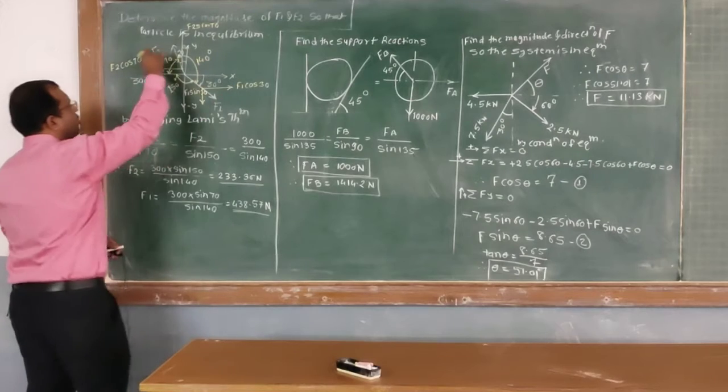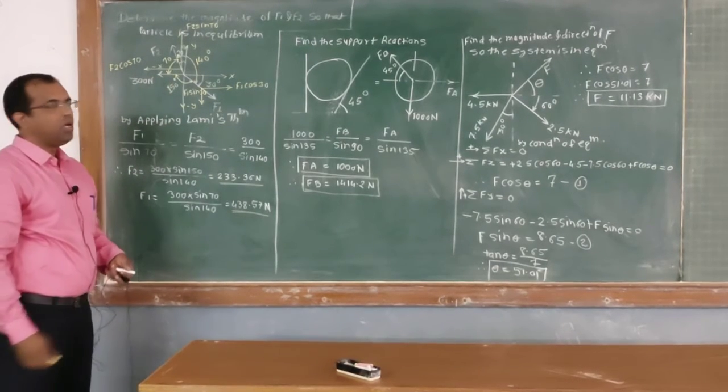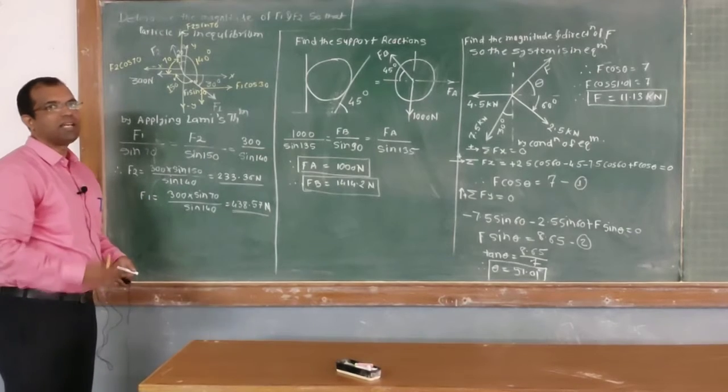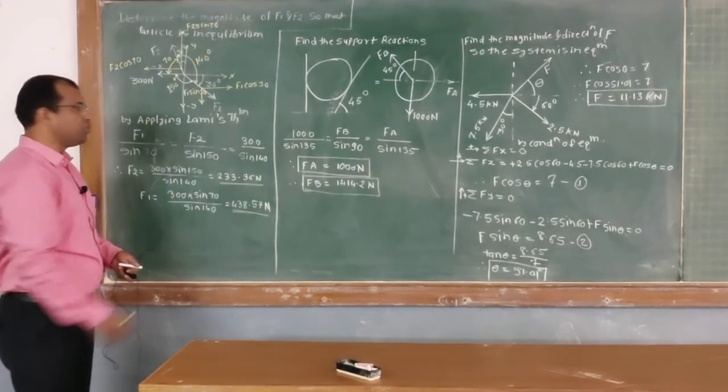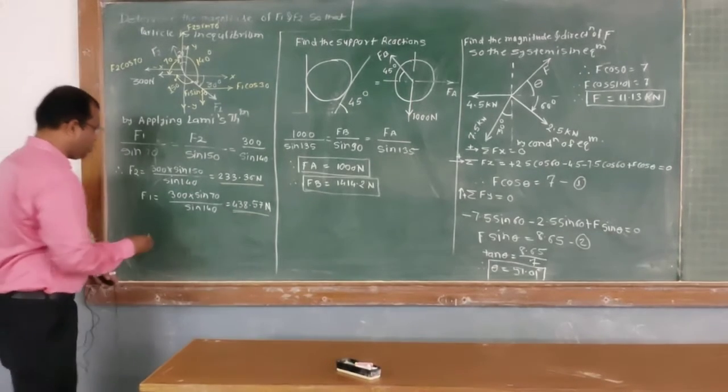So we can find out its component in x and y direction also, and after that we have to add these components and equate it to 0. So we will get the same answer by using the condition of equilibrium. What is the condition of equilibrium?